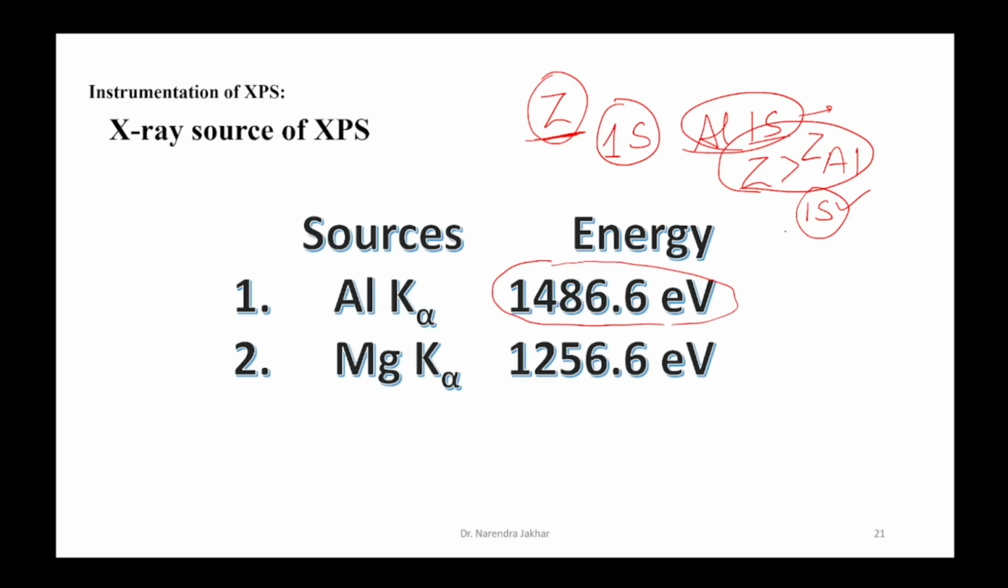So in that case, how do we identify the electrons and how do we identify elements? This will give rise not to 1s, but it can be 2s, it can be 2p, it can be 3d, and so on. So by using these data, we will identify the elements and their surface chemistry.